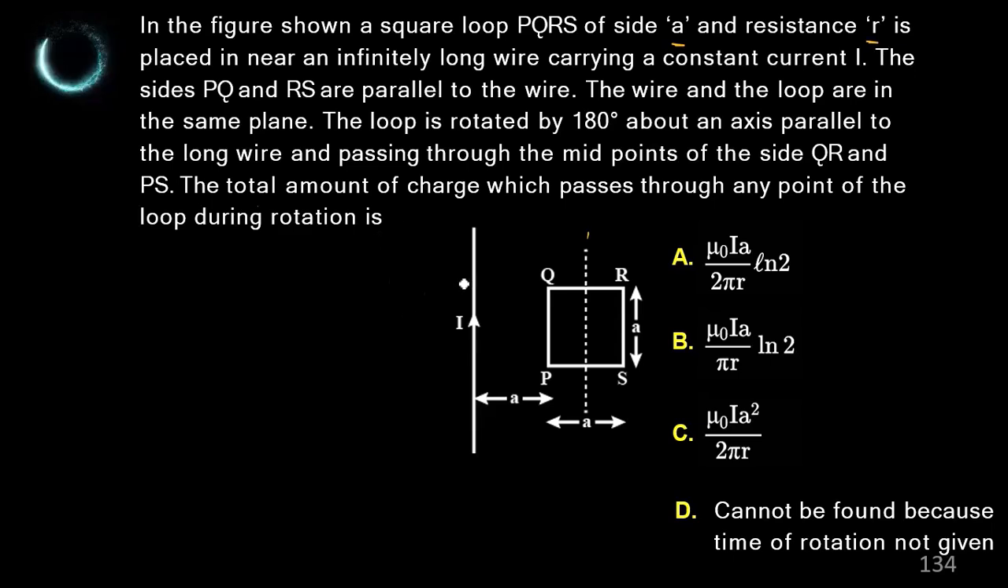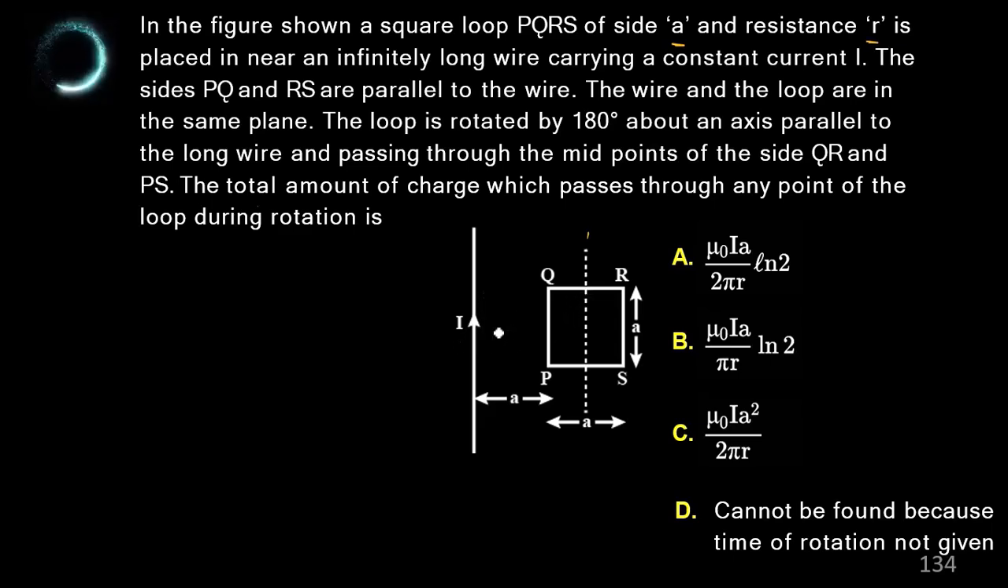To find the total amount of charge, we have to find the total flux, the change in flux. So initially, if I say this is the position of the loop, what is the total flux crossing through this loop?